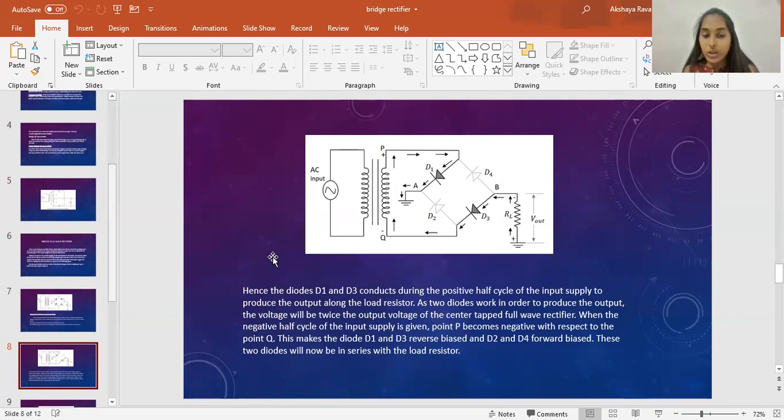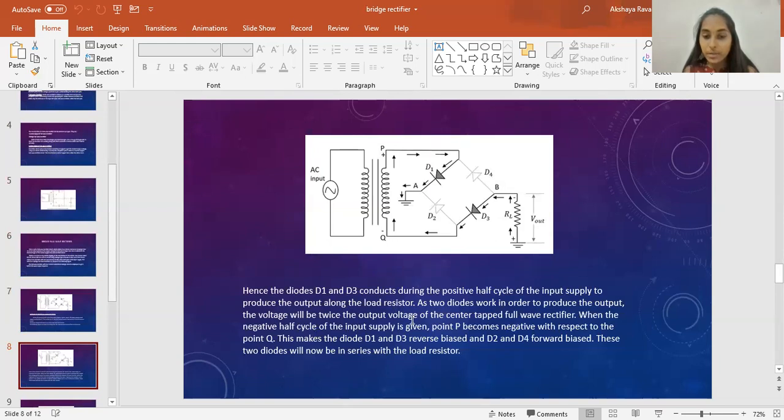When the negative half cycle of the input supply is given, point P becomes negative with respect to point Q. Up to now we have seen that point P has become positive, and now if we convert point P to negative, the diodes will be reversely biased. That is, D1 and D3 diodes will be reverse biased, whereas D2 and D4 were reverse biased when the P terminal was given positive.